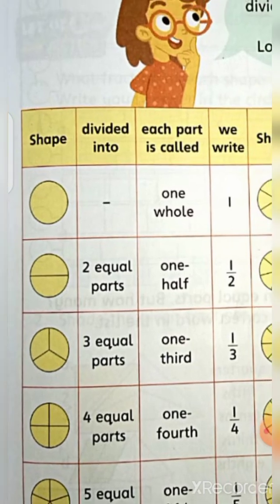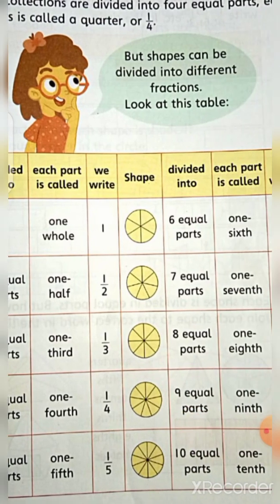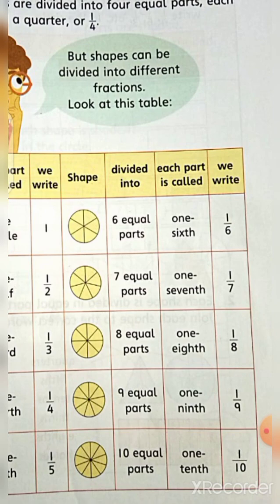1/4 means 1 out of 4. 1/5 means 1 over 5. In the same way, 1/6, see the spelling of sixth, 1 over 6. 1/7 means, because the figure is divided into 7 equal parts, 1 over 7. If 1/8 is written, you can read it as 1 out of 8, if you understand well.